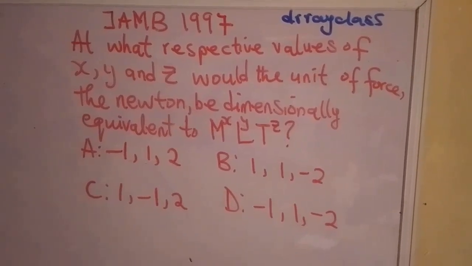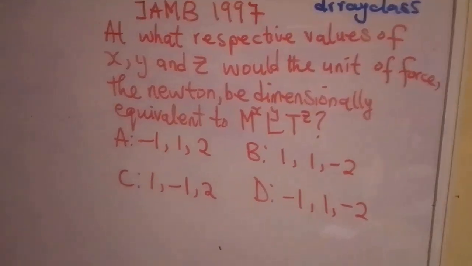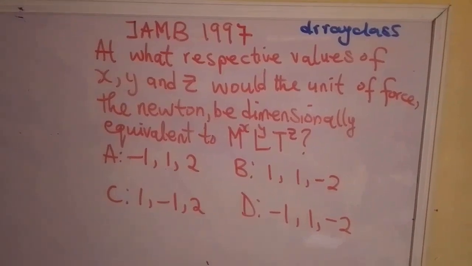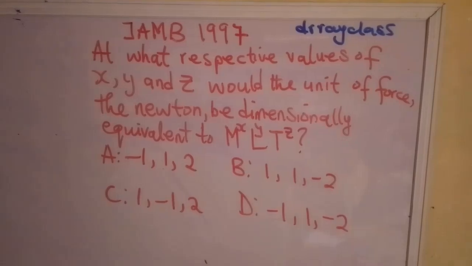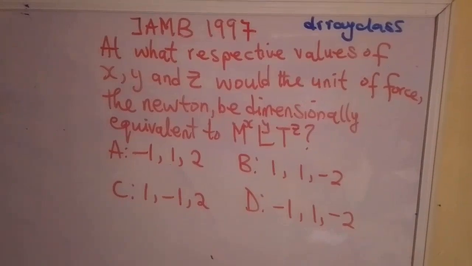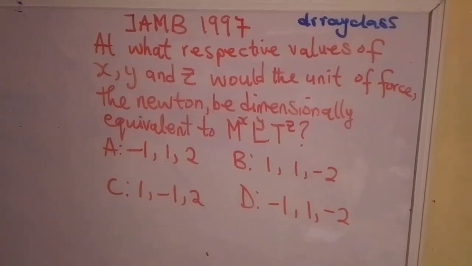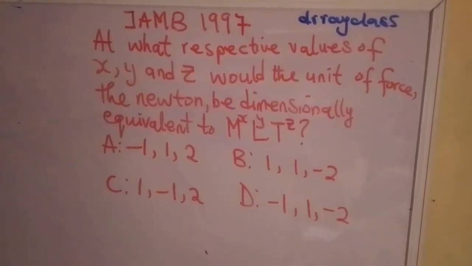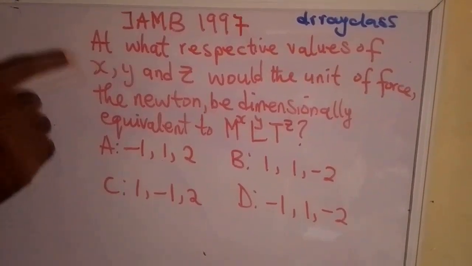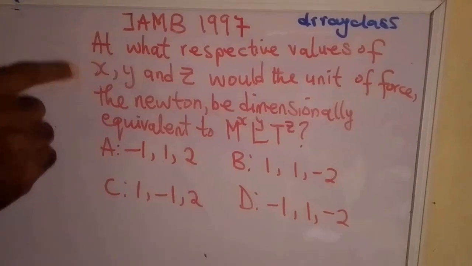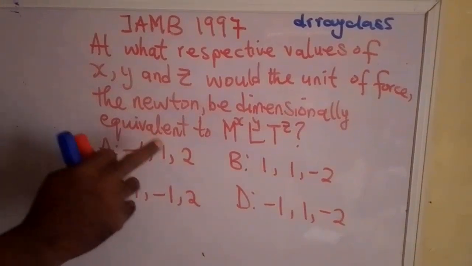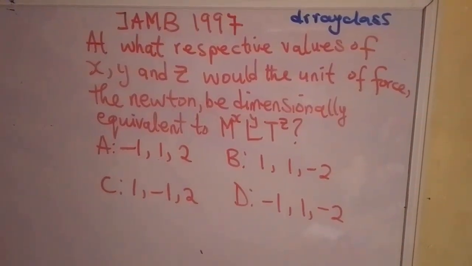Now let's look at this question straight. JAMB 1997. At what respective values of x, y, and z would the unit of force, the Newton, be dimensionally equivalent to M raised to power x times L raised to power y times T raised to power z? And these are the options given.